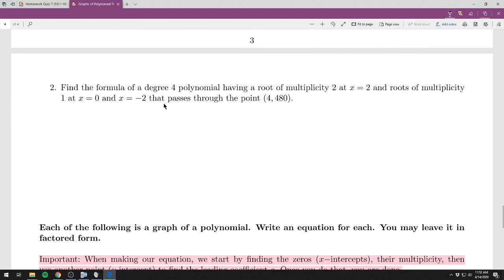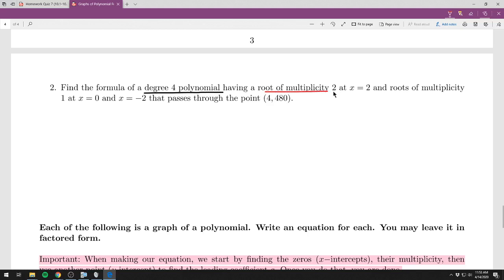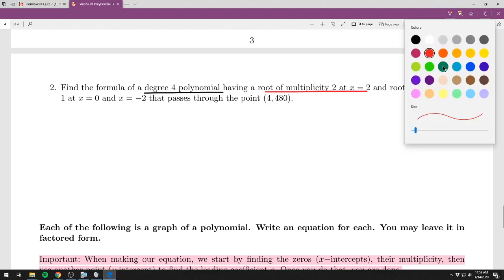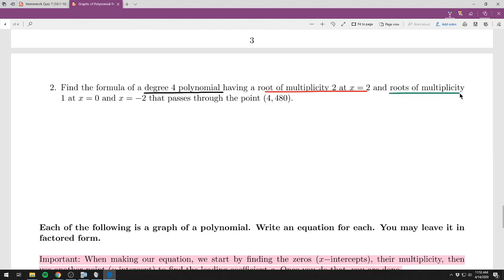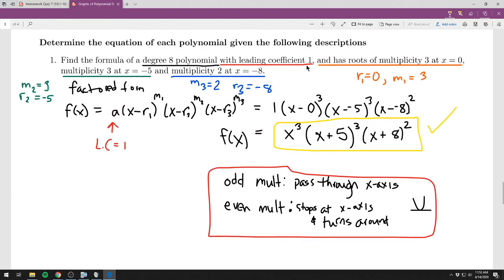Right, so the next one here we have: find the formula of a degree 4 polynomial having a root of multiplicity 2 at x equals 2 and roots of multiplicity 1 at x equals 0 and x equals -2. And the other thing we are told is that it passes through the point (4, 480). So the thing that's very different in this problem from the last one is that this time we are told the graph passes through a point. Last time we were told the leading coefficient.